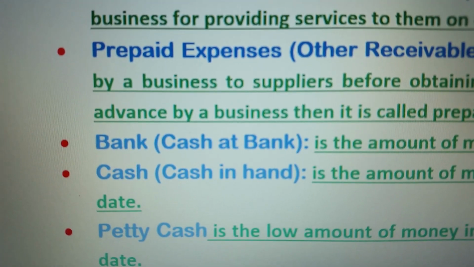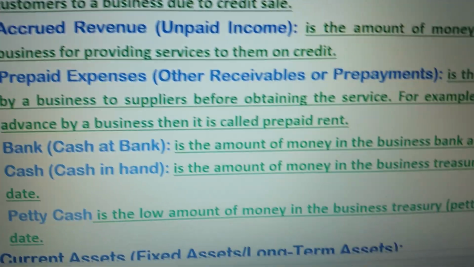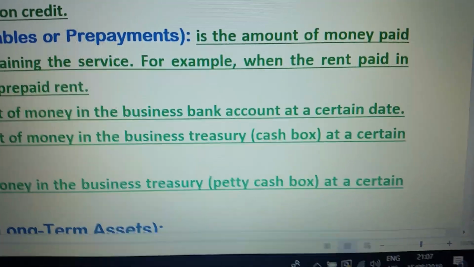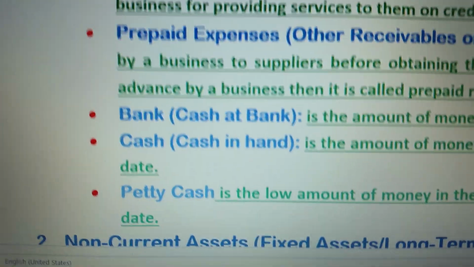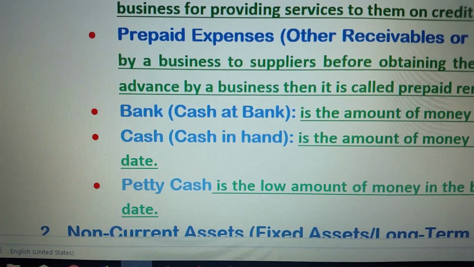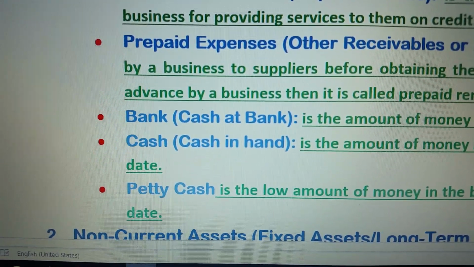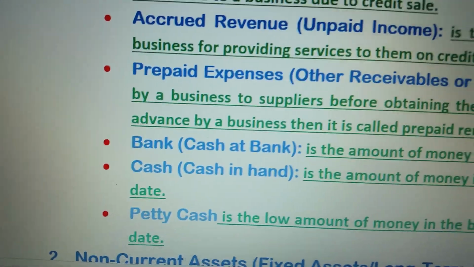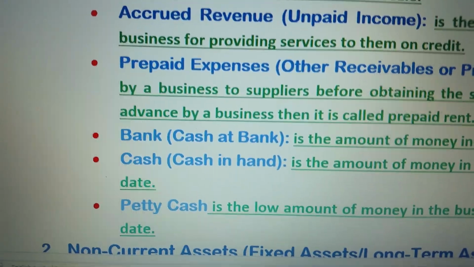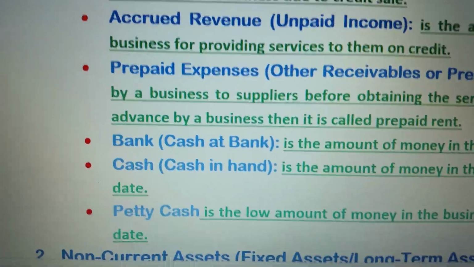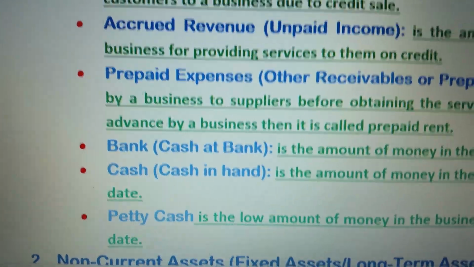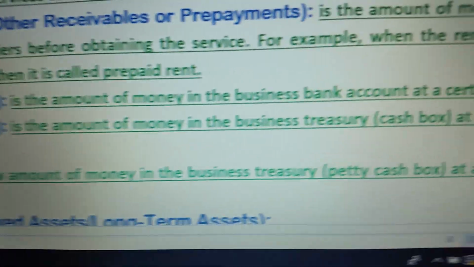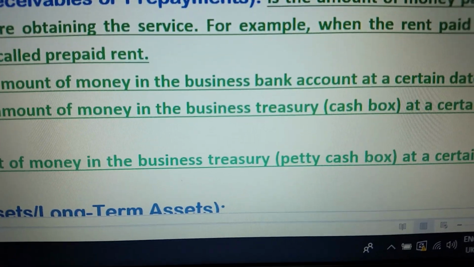Bank means cash at bank. Bank means the amount of money in the business bank account at a certain date. Bank is an item of your current assets. Cash. The difference between cash and the bank: bank is money deposited in the bank account, while cash is money in your treasury, in your cash books.